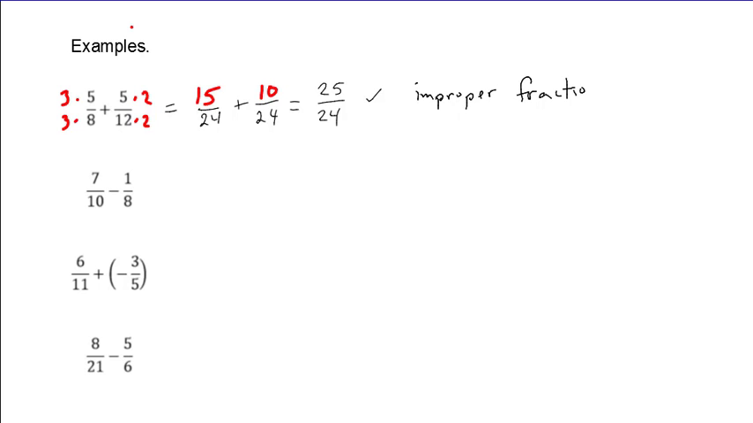The next problem, I've got 7 out of 10 minus 1 out of 8, so the common denominator between 10 and 8 is 40. And this time we're subtracting. I'll be a little more careful with my signs this time. So again, 10 times 4 is 40, so my 7 times 4 is 28 in the top. 8 times 5 is 40, so I have 1 times 5, or 5, in the top.